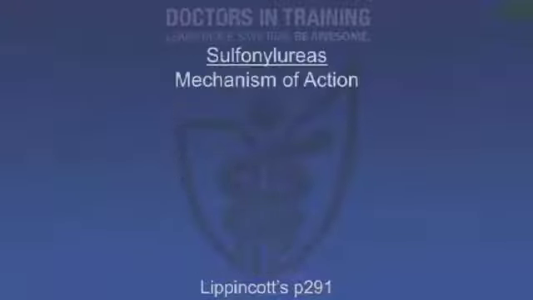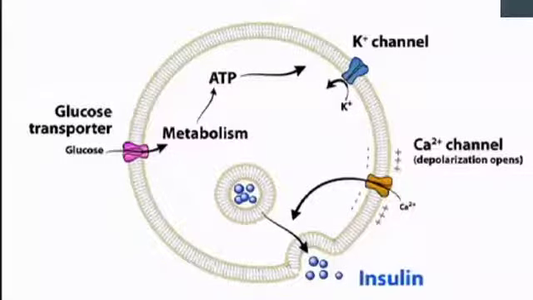The mechanism of action for sulfonylureas relates to how the beta cells secrete insulin. I showed this slide in the lecture on insulin. This is our diagram of the beta cell. The normal mechanism that allows for secretion of insulin is that the glucose transporter allows glucose to enter the cell, and that glucose is metabolized, so you get a rise in ATP, and the ATP causes this potassium channel to close so that the cell membrane depolarizes, which opens this voltage-gated calcium channel, allowing calcium to flow into the cell, and insulin is secreted.